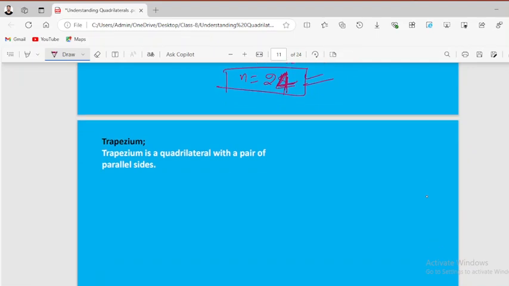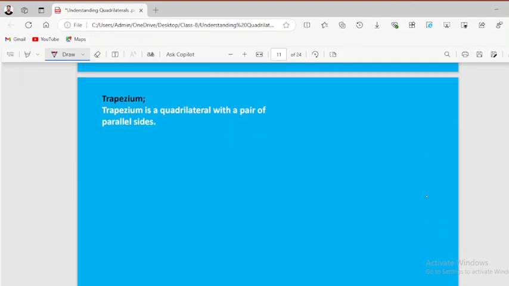Let us understand about the next polygon, which is a trapezium. A trapezium is a quadrilateral with a pair of parallel sides. Suppose this is a trapezium. Let us understand with the help of the diagram. This is basically trapezium ABCD. One pair of opposite sides is parallel in this figure.